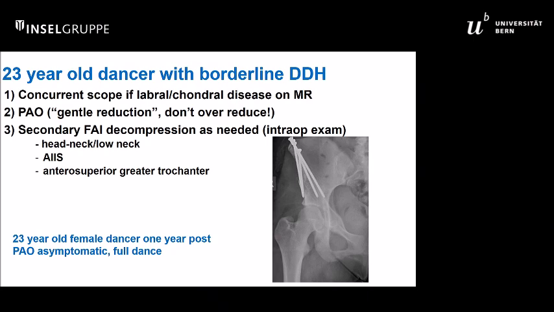So this is a typical patient, 23-year-old dancer, borderline dysplasia. We're often using arthroscopy in these cases if there's significant labral disease on the MRI. The reduction in the PAO is gentle, avoiding over-reduction and creating impingement. And we're looking closely at secondary FAI here because often these patients have a combination of dysplasia and impingement going on. There you can see her radiographs after PAO with a successful outcome.